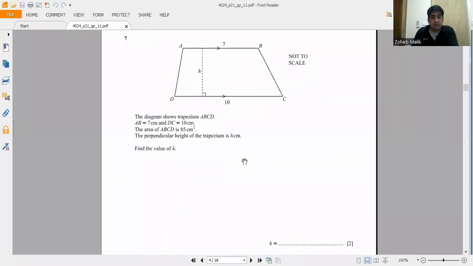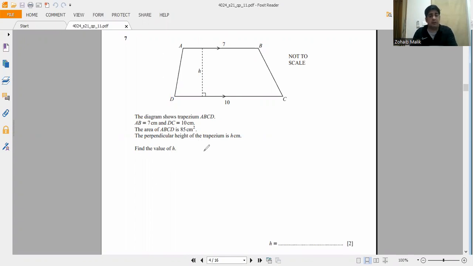Okay, the next question 7 is, a trapezium is given. The diagram shows trapezium ABCD. AB is equal to 7 centimeters, DC is equal to 10. The area of ABCD is 85 centimeters squared. The perpendicular height of the trapezium is h centimeters. Find the value of h.